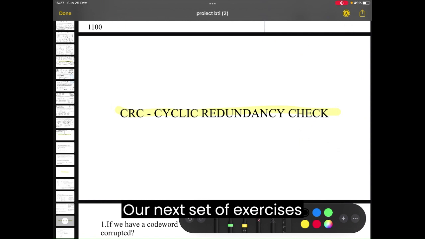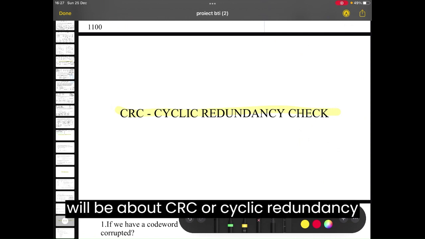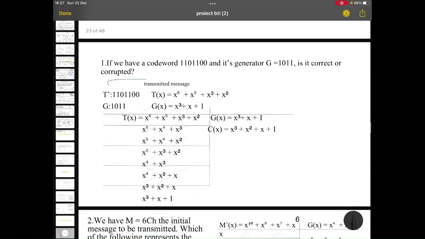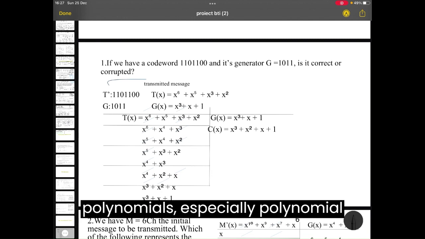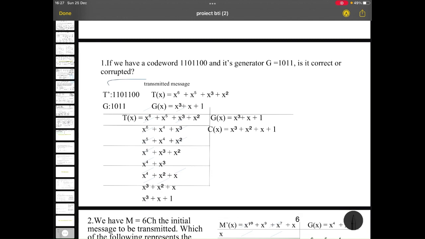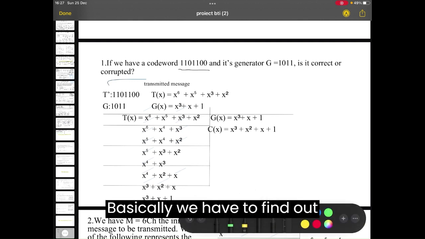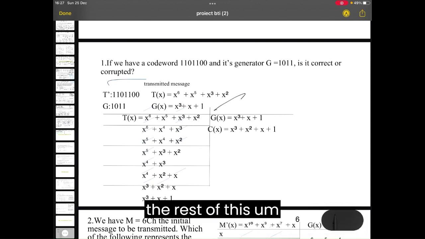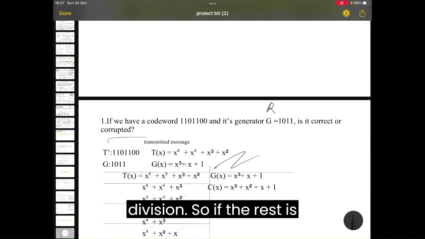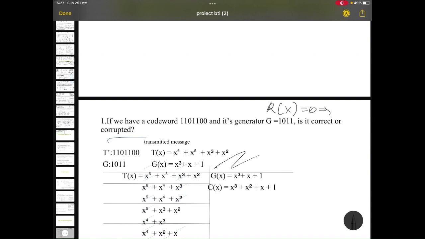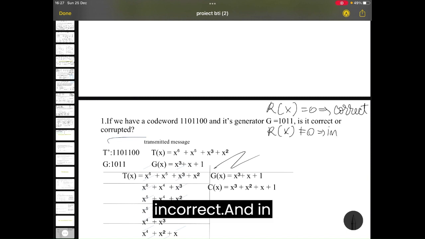Our next set of exercises will be about CRC or cyclic redundancy check. And in this chapter, we will be working with a lot of polynomials, especially polynomial division. So let's start with the first exercise. We have to check if the message is corrupted or not. How do we do this? Basically, we have to find out the rest of this division. So if the rest is 0, then it is correct. But if the rest is not 0, it is incorrect.